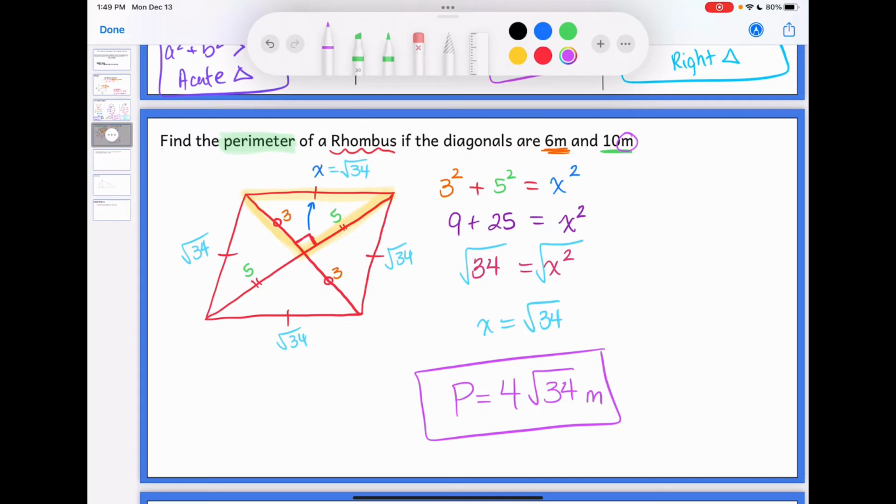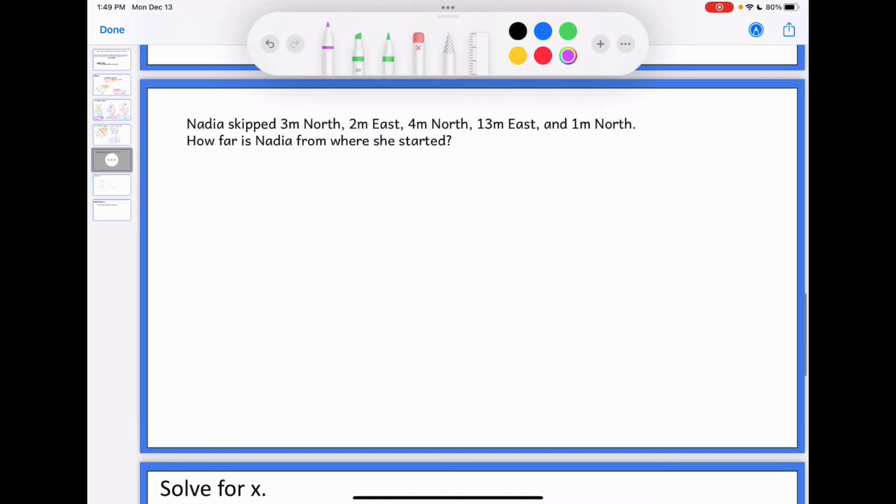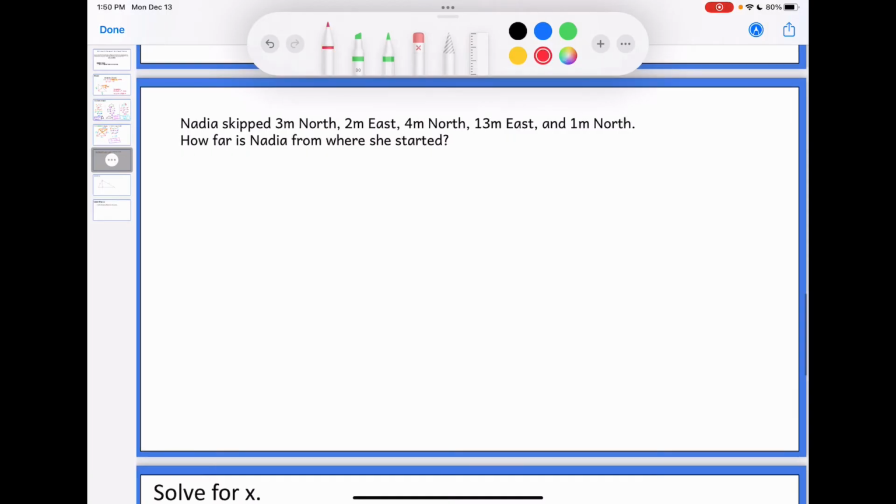All right, so that's more how you're going to see in geometry that Pythagorean theorem showing up. It's going to be embedded into different shapes. This shape we actually had to draw ourselves, but sometimes you won't. How about the next one here? Oh, Nadia skipped 3 meters north, 2 meters east, 4 meters north, 13 meters east, and 1 meter north. How far is Nadia from where she started? Sounds like I got to draw a picture.